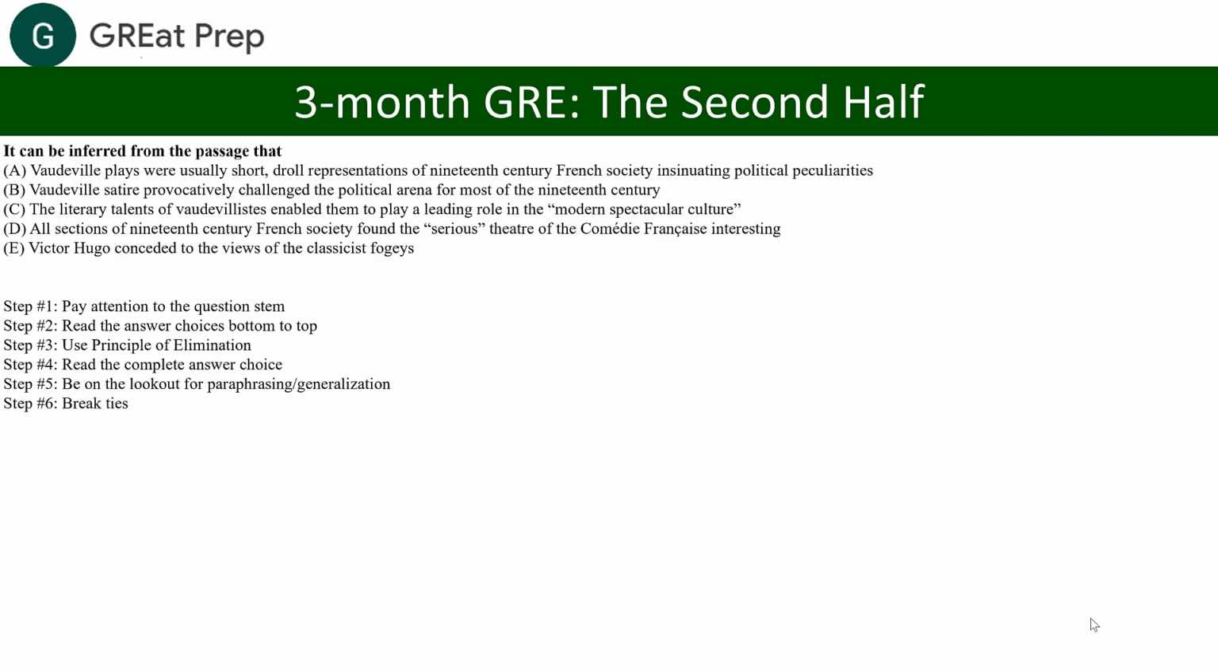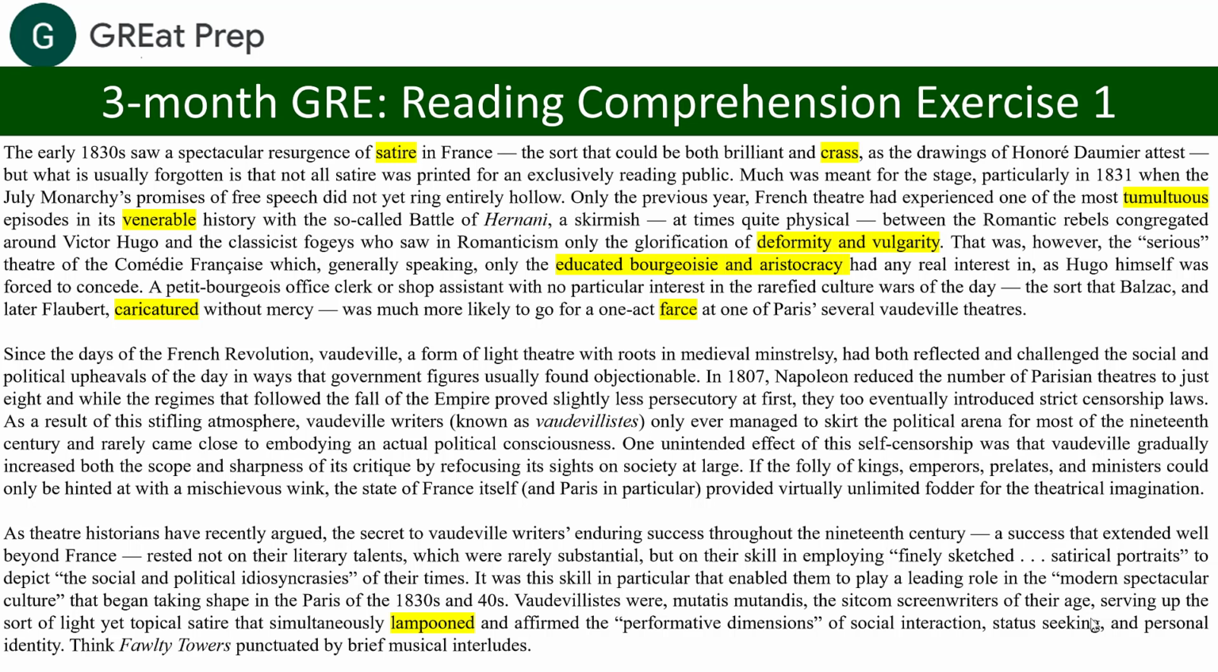Answer choice E, Victor Hugo conceded to the views of the classicist fogies. This is very tempting. Victor Hugo conceding to the views of the classicist fogies. But unfortunately, this is not the right answer. This is a very, very subtle trap, and you can see that here because there is the word concede, and you can see that Victor Hugo himself was forced to concede. But what did he concede, right? I don't think he conceded on the critics, the classicists, who called romanticism the glorification of deformity and vulgarity.